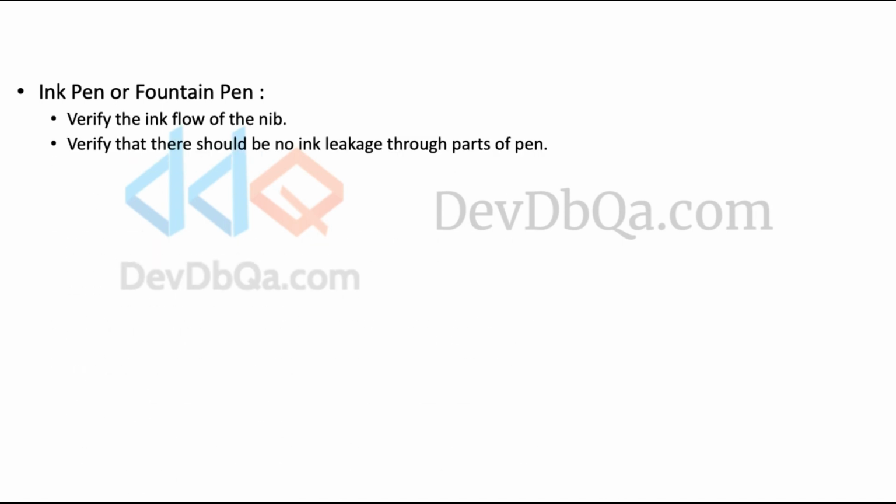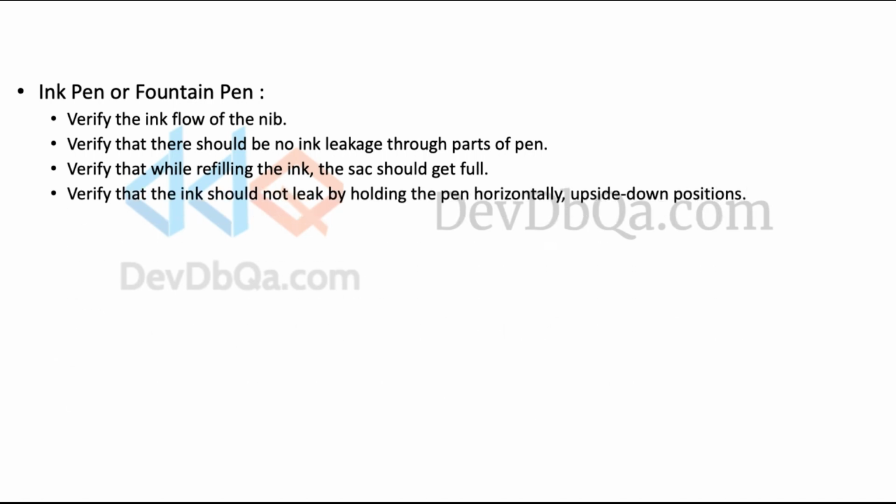Now next is ink pen or fountain pen. Verify the ink flow of the nib. Verify that there should be no ink leakage through parts of the pen. Verify that while refilling the ink, the sac should get full. Verify that the ink should not leak when holding the pen horizontally or in upside down positions.